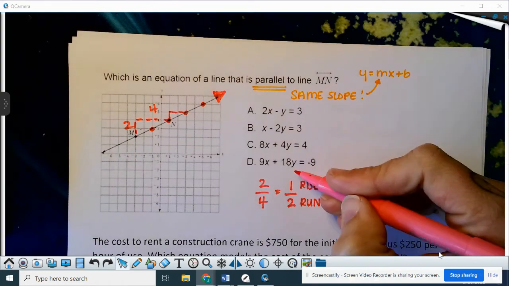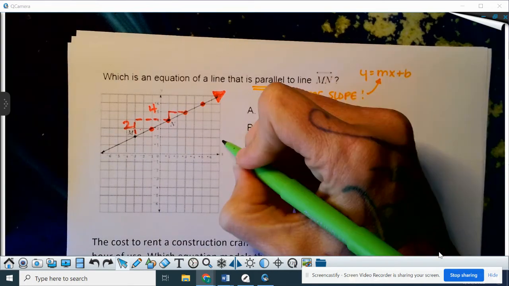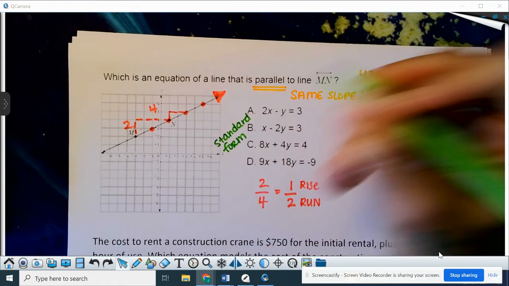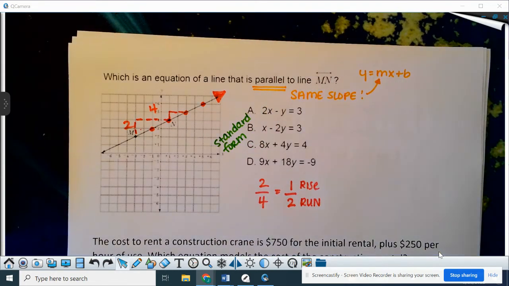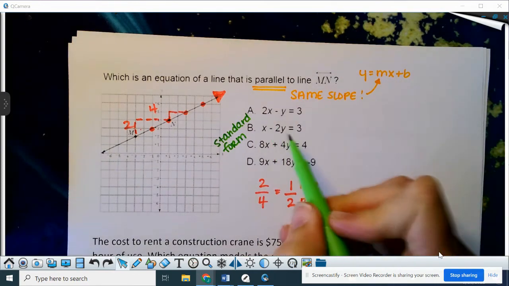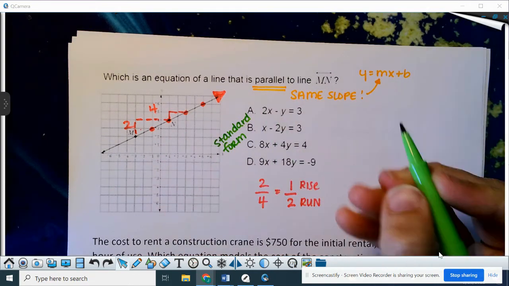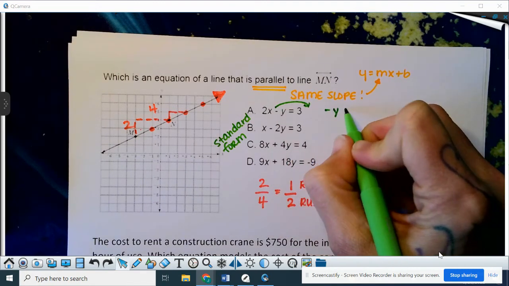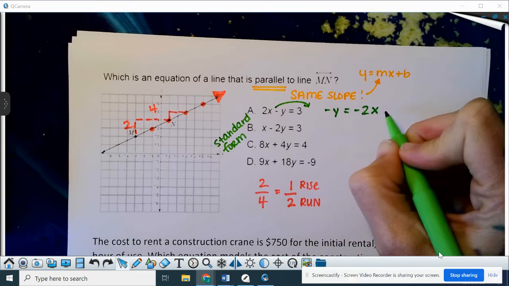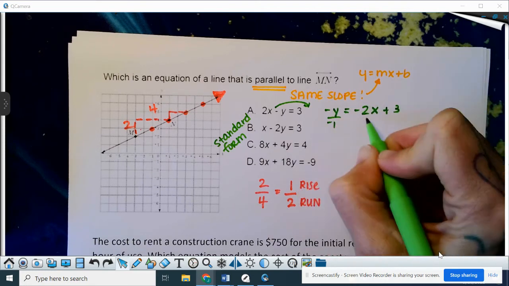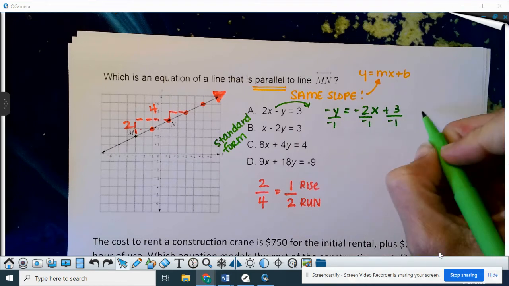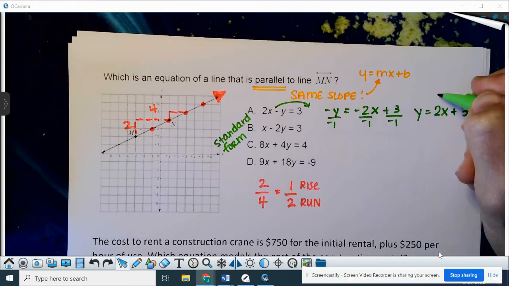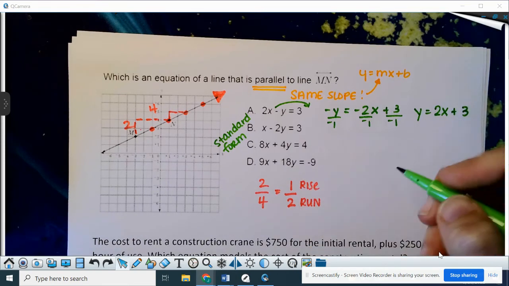Now, none of these are in slope-intercept form. They're all in standard form. Standard form is when your x and y are on the same side. It's a little harder to find your slope in standard form, so we are going to convert them. Or if you happen to have your calculator, you could type in these and see if we can find the 1 over 2 slope in Desmos as well. But I'm going to move that 2x, so it's going to be a negative y equals a negative 2x plus 3. Divide by negative 1. Y equals 2x plus 3. Now, this is the flip of 1/2, so it's the reciprocal.